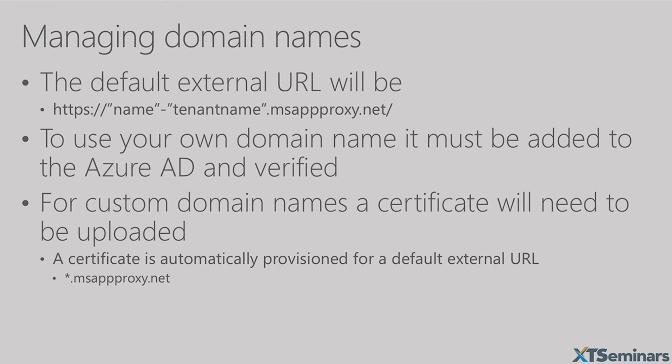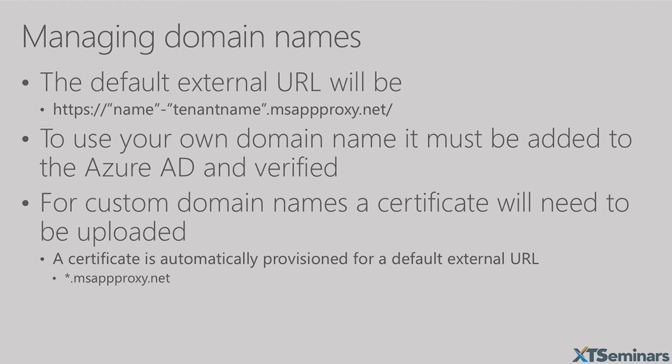And you might say, I don't like that. I want to use my own external URL. And absolutely, you can. But what you'll need to do is add your domain name into Azure AD, and you will have to verify your ownership of it.